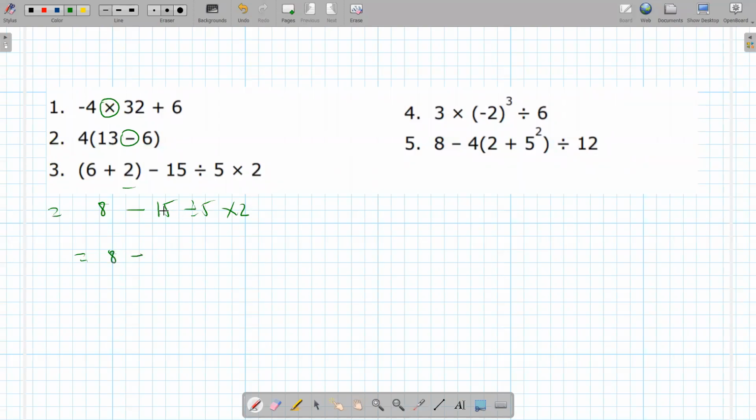So we have 8 minus, we do 15 divided by 5 first, yeah? So that's 3, and then times 2. So we have 8 minus 6, and the answer there is 2. Yeah? Okay. Pretty simple. What about number 4? What do we do first there?